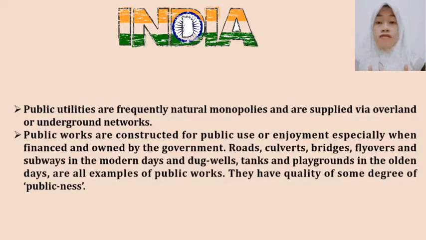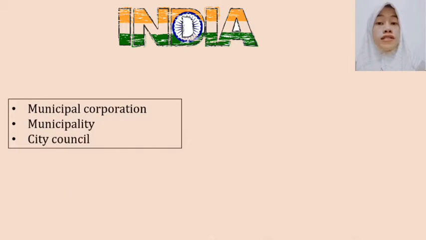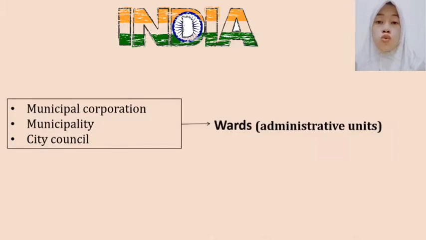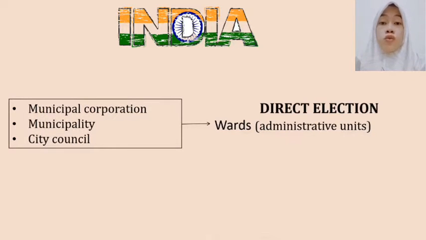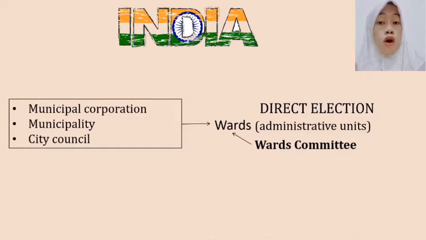Urban local bodies have great advantages of diverse economic activities, economies of scale and of scope in provisioning of services, but have the great disadvantage of shouldering many more responsibilities. All these three forms of local government are subdivided into administrative units called wards. By a direct election, one member is elected from each ward. Together, all of these individual wards comprise the wards committee.